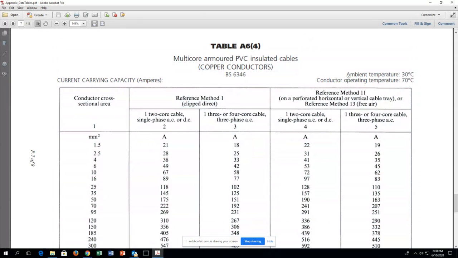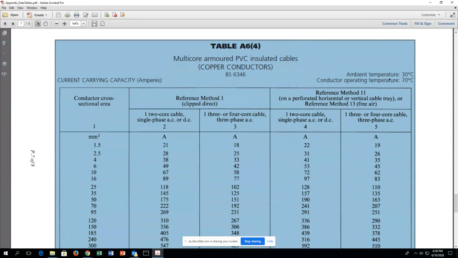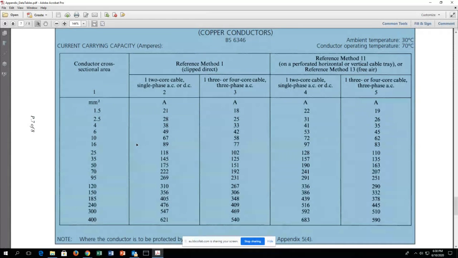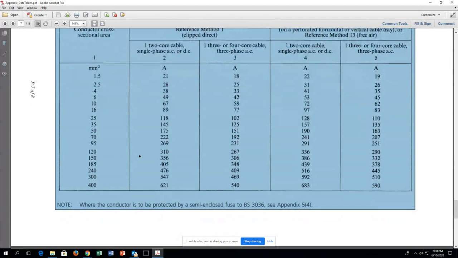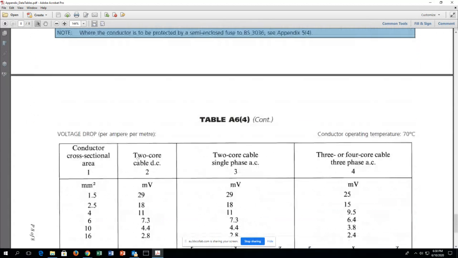ambient temperature 30 degrees, conductor operating temperature 70 degrees. It has the current carrying capacity. In this question, the current carrying capacity is not a problem because the maximum current on the cables is about 80-something amperes. So according to the current carrying capacity, a 16 square millimeters cable is enough. So it doesn't matter, because the voltage drop has bigger requirements.